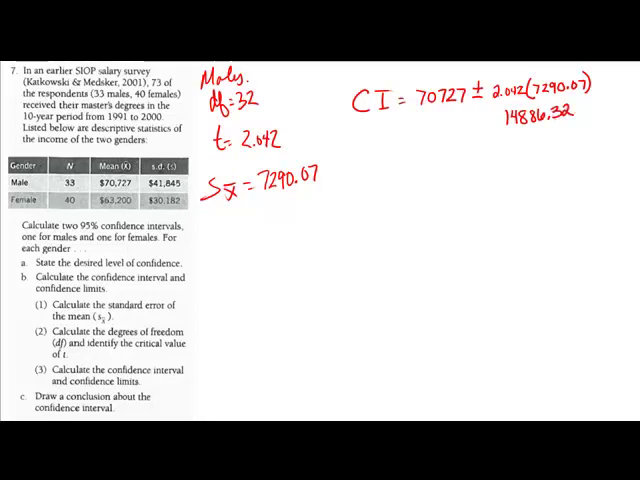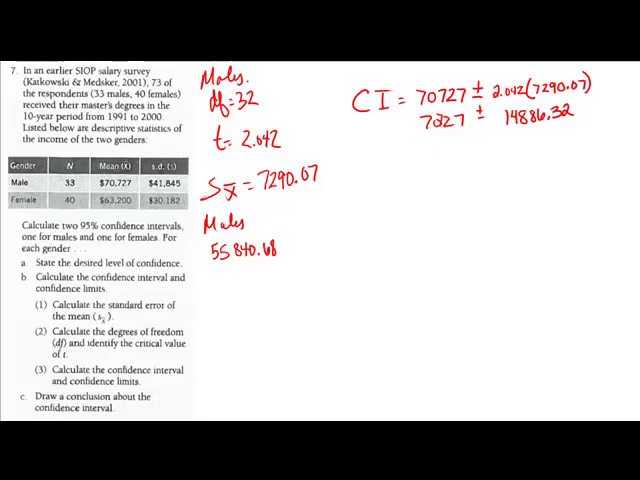$14,886.32, so we'll round that to 32. So we take our mean, 77.27, and first we subtract 6. Okay, and the lower limit, let's do males: 55,840.68.